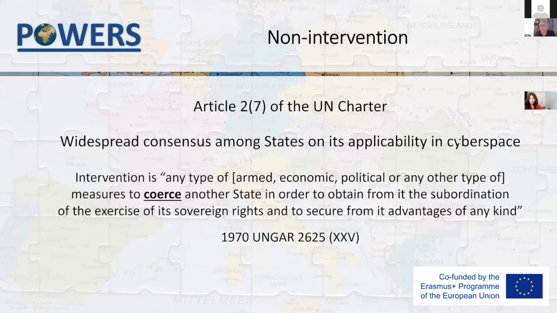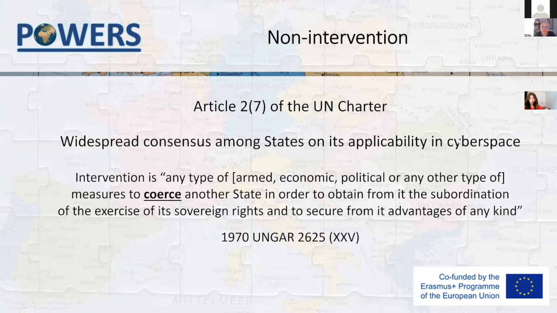So the principle, of course, is well settled by the UN Charter, and it was also well defined by the 1970 General Assembly Resolution number 2625, the very famous Friendly Relations Declaration. In that declaration, the General Assembly affirmed the principle, that is to say, the duty not to intervene in matters within the domestic jurisdiction of any state. And in that declaration, the General Assembly specified the use of any type of measures, armed measures, economic measures, political measures, or any other kind of measure.